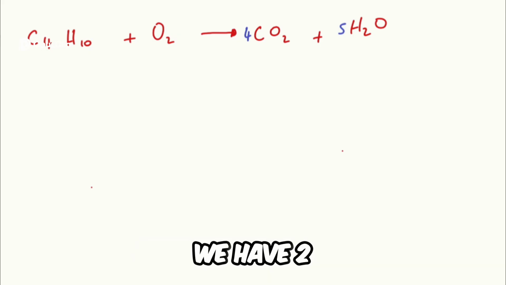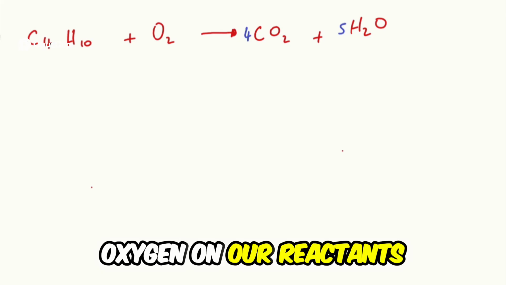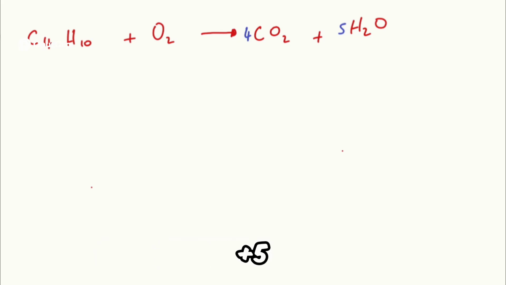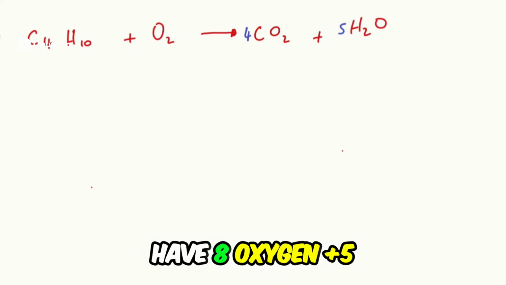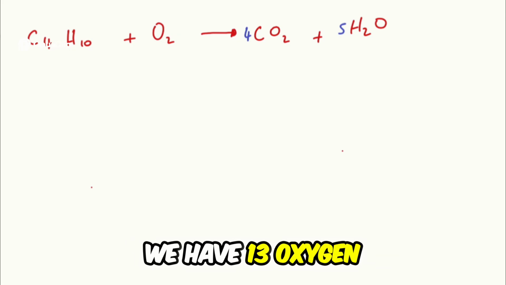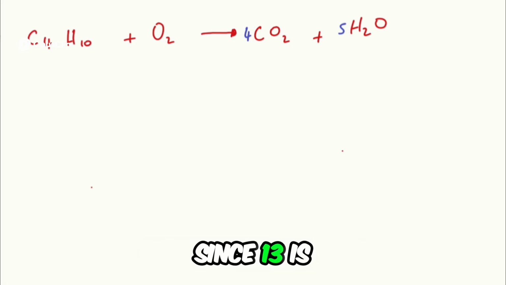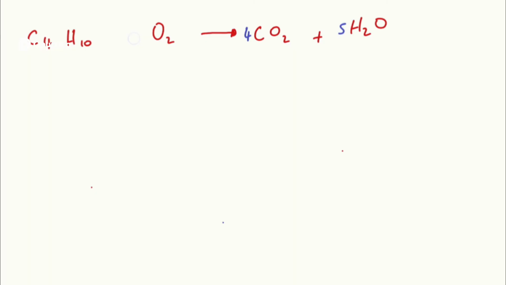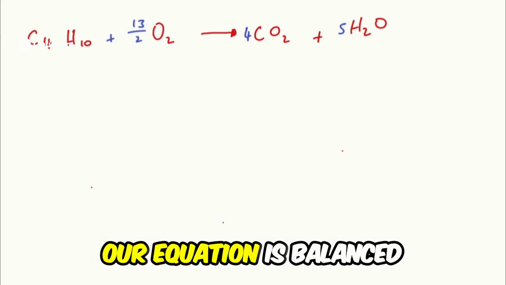So we have 2 oxygen on our reactants. In our product we have 8 oxygen plus 5, so we have 13 oxygen. In this reaction we have 13 oxygen. So since 13 is an odd number, we're going to say plus 13 divided by 2. So our equation is balanced.